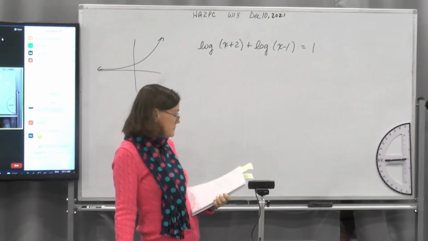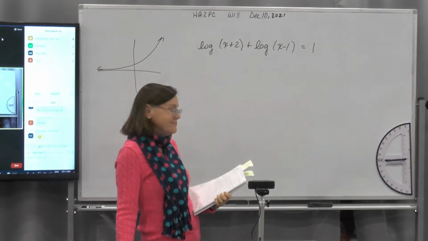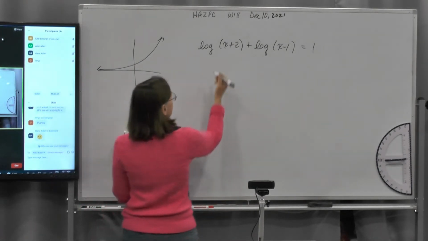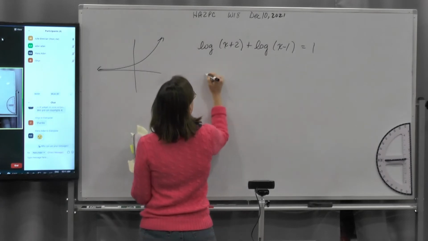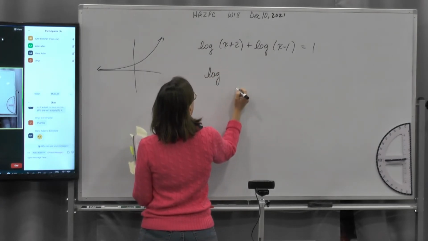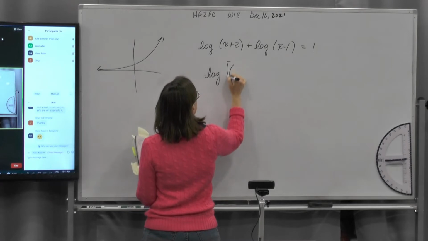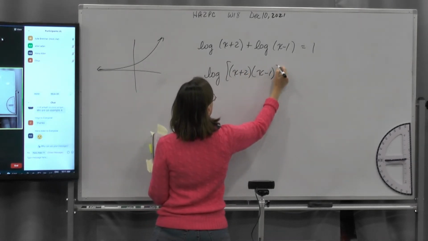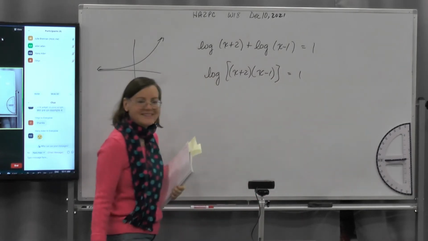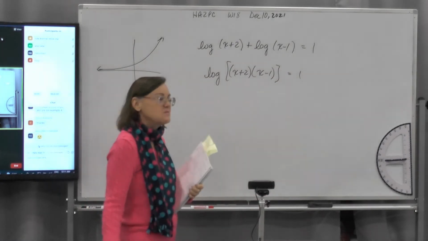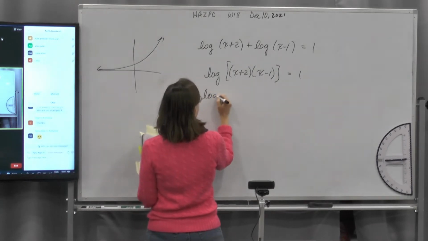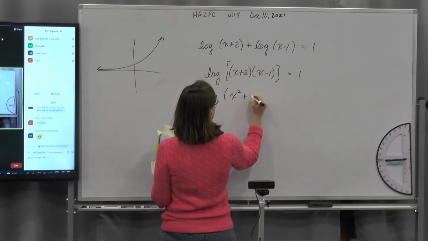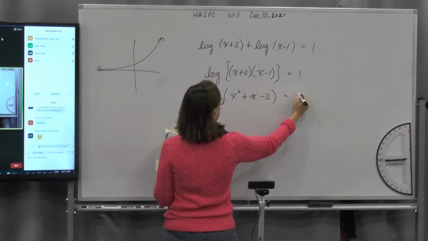Well, this is the addition rule, so you could just multiply. They're both the same base, right? So I could re-express this as the log of x plus 2 times x minus 1 is equal to 1, which gives me a quadratic. The log of x squared plus 2x minus, so plus x minus 2 equals 1.